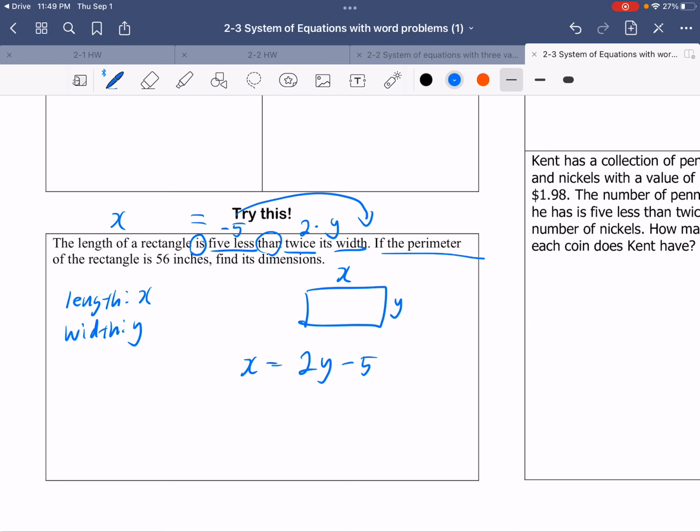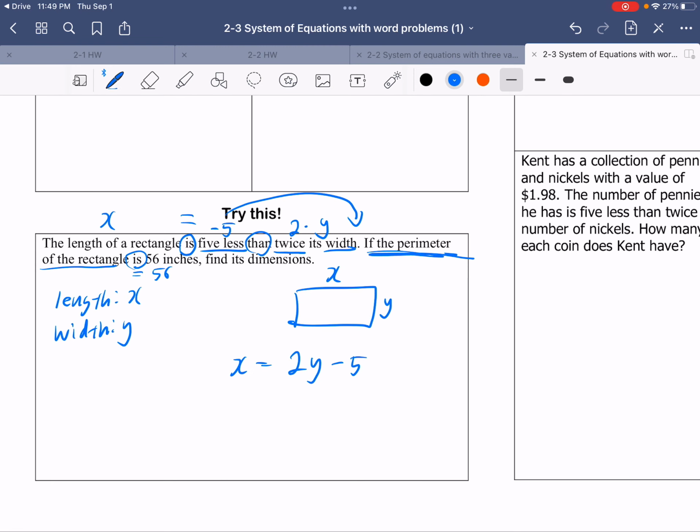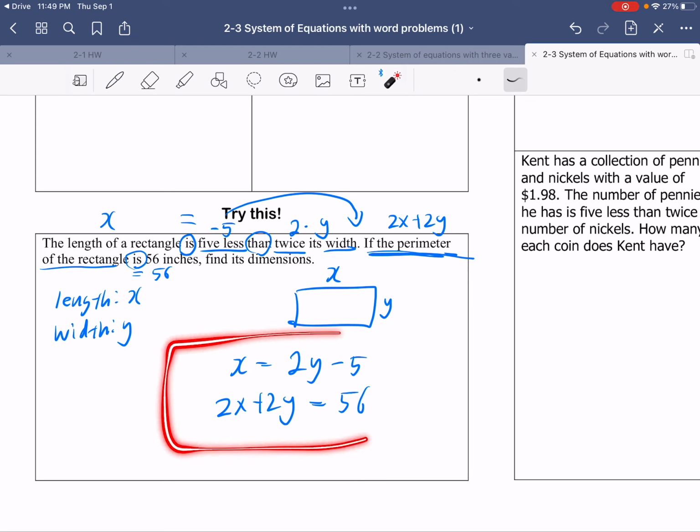And it says the perimeter of the rectangle is equal to 56. So what's the perimeter? You're adding all sides up, right? So we have x here, another x here, which I did not write, and y here, another y here. So we have 2 x's and 2 y's. So perimeter is 2x plus 2y because you're adding 2, right? So it's 2x plus 2y equals 56. That's it. So that's how you set it up.